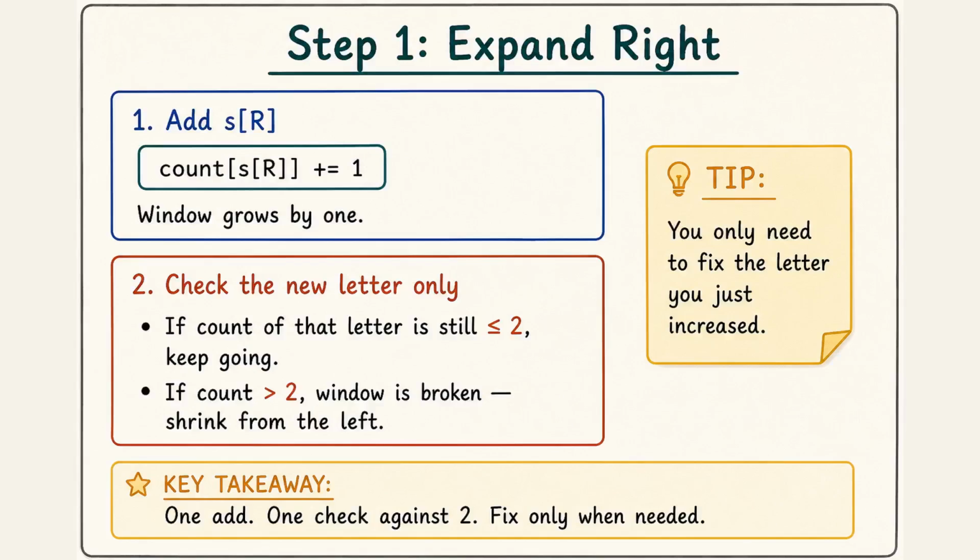Step 1. Expand the right pointer. Add the character at right and increase its count by 1. Then check only that newly added letter. If its count is still less than or equal to 2, keep going. If its count is greater than 2, the window is broken, and you must shrink from the left. You only need to fix the letter you just increased.